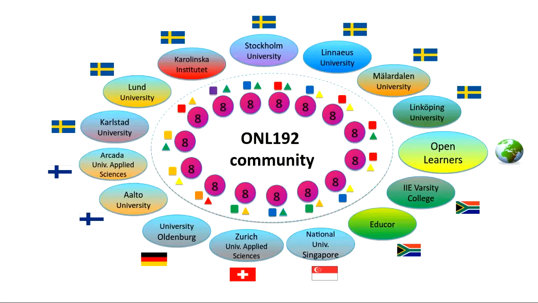So this is to show, from an organizational perspective, the ONL community and this course, ONL 19.2, the second iteration of this year. You can see all the collaborating institutions. There are 7 in Sweden, we have 2 from Finland, 1 in Germany, Switzerland, and then we have Singapore, where Alan comes from, and then we have 2 in South Africa.